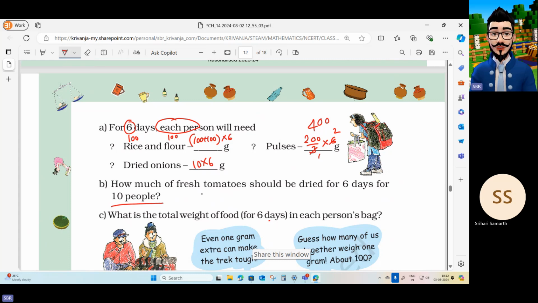So we need 600 grams of dried tomatoes, and I'm looking for fresh tomatoes. Use the techniques that I've taught you. Again, you are making me very angry. You don't want to use the techniques that I taught you? I'm eagerly waiting for the method. What are the numbers that you want to multiply or divide? I'm not looking for the final answer.